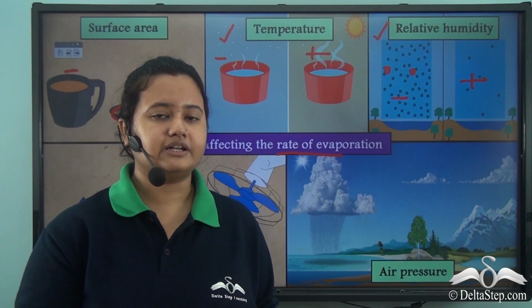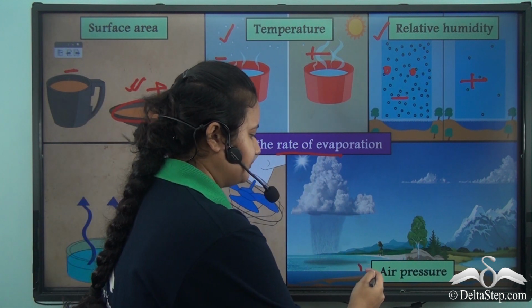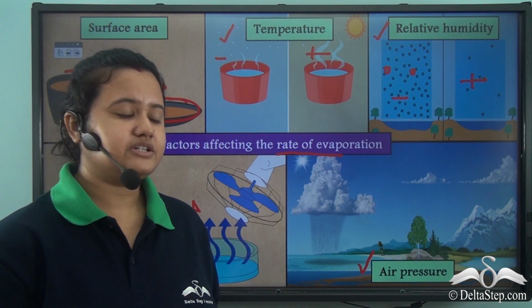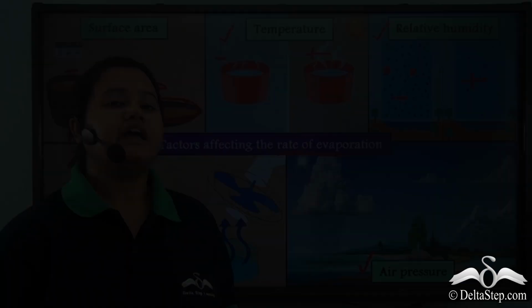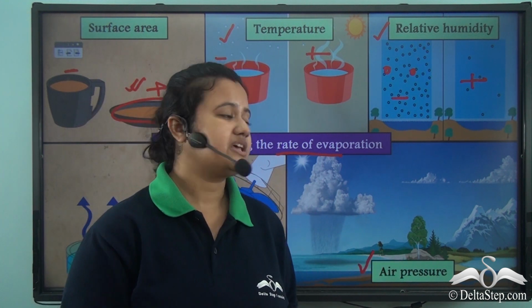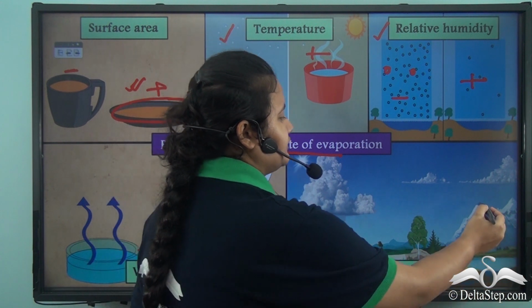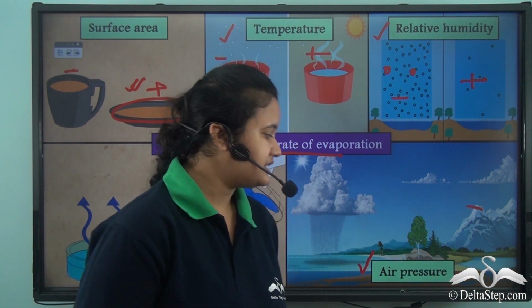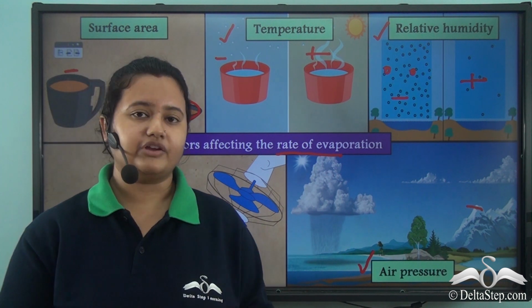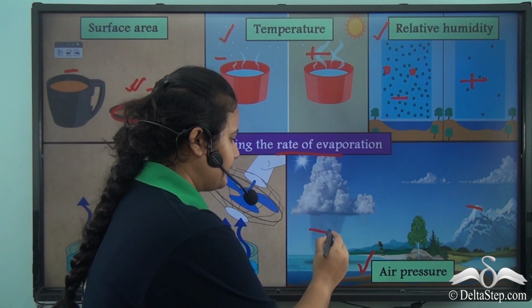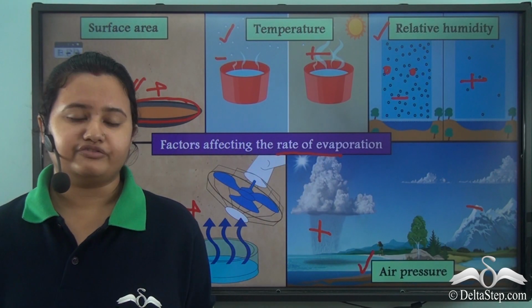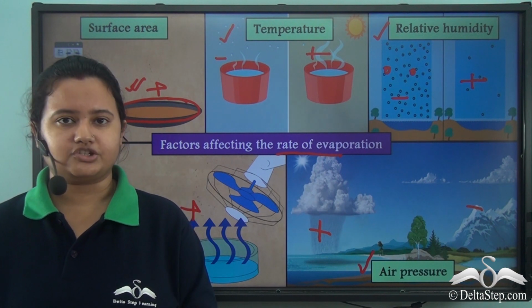The last but not the least is atmospheric pressure. The rate of evaporation is inversely related to atmospheric pressure. If the atmospheric pressure is more, that is in colder regions, the rate of evaporation will be less, whereas if the atmospheric pressure is less, then the rate of evaporation will be more. So these are the vital factors that affect the rate of evaporation.